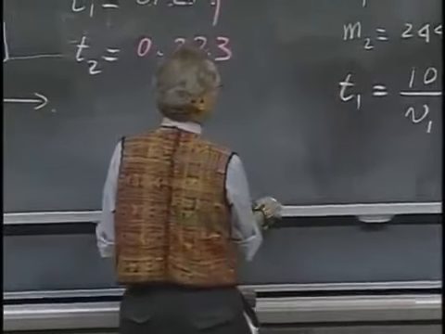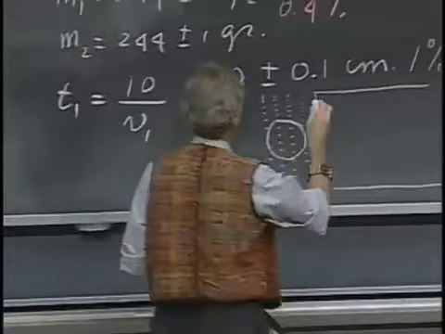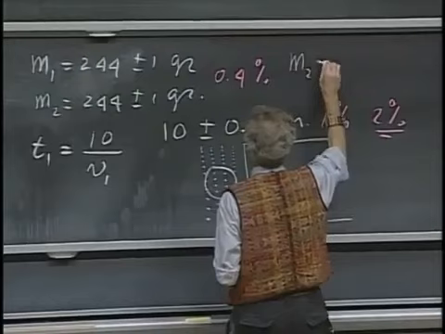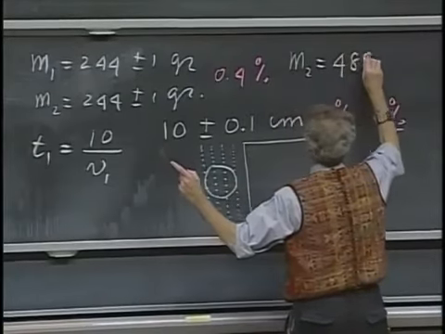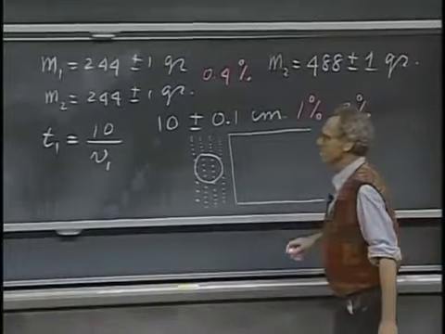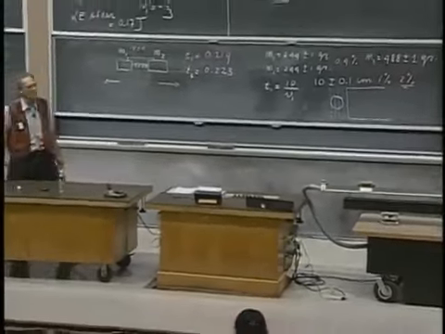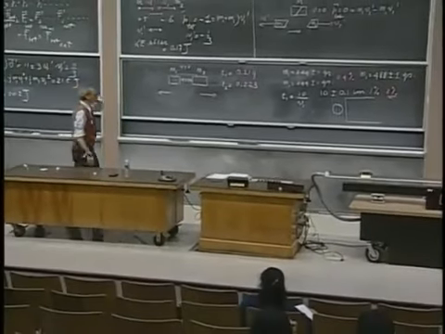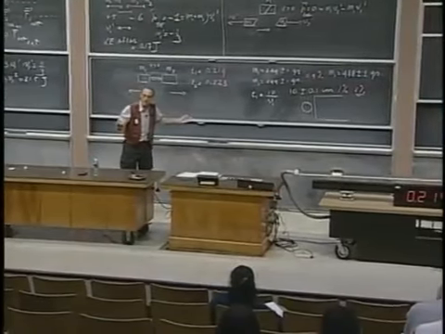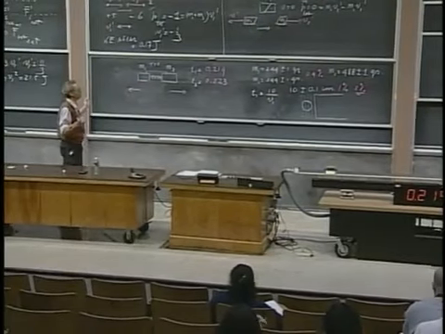Now we're going to do an experiment whereby I'm going to make M2 twice the mass. M2 is 488 plus or minus 1 gram. Now that's going to be interesting, because now you really begin to test the conservation of momentum. The momentum before is 0. I burn the wire, momentum afterwards is also 0.